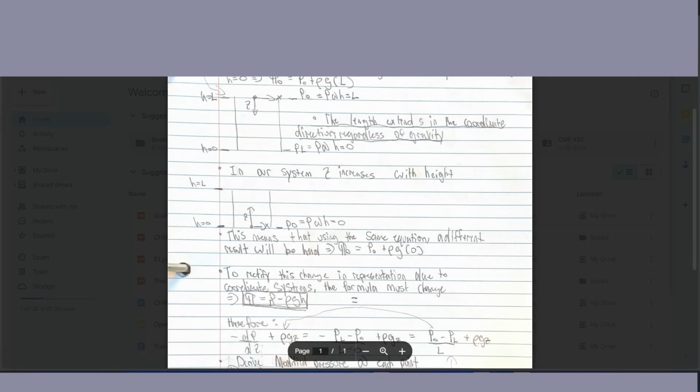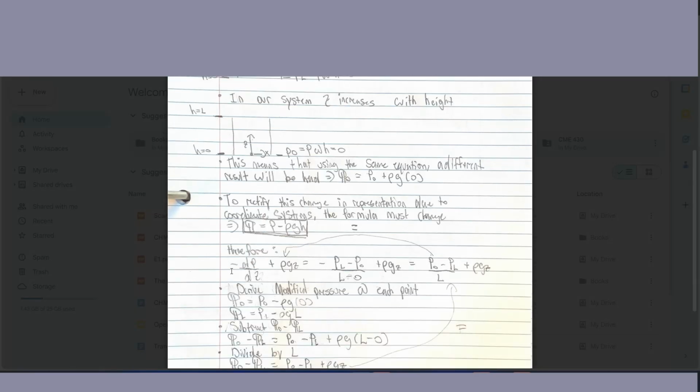So we're going to have to flip the sign of the equation, and we're going to have to say modified pressure equals P minus rho times G times H. And again, that's because these coordinates are flipped. So going back to the equation that we're trying to solve for, we're going to put this in terms of modified pressure.